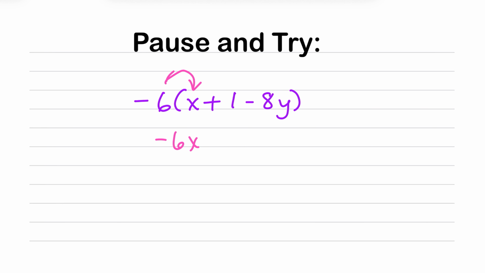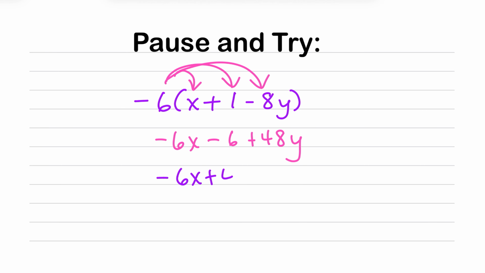-6 times x is -6x. -6 times 1 is -6. -6 times -8y is positive 48y. Then we'll write them in proper order.